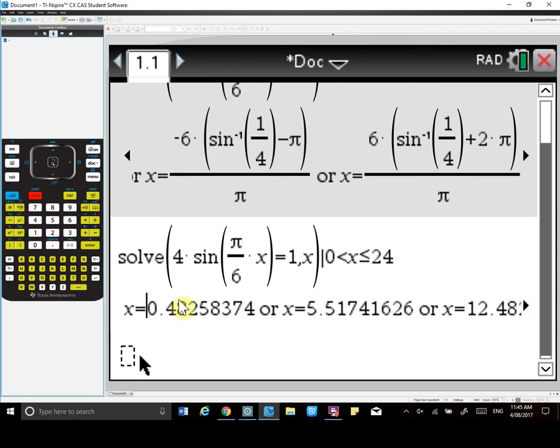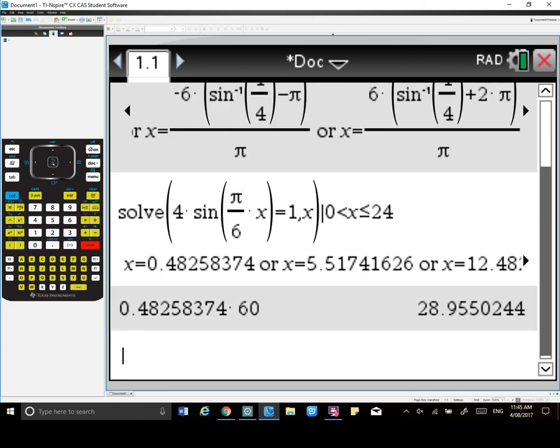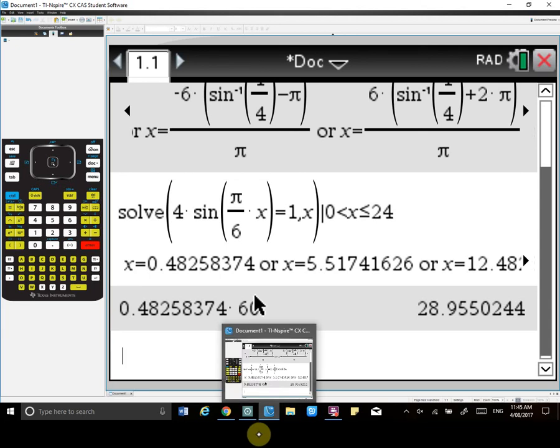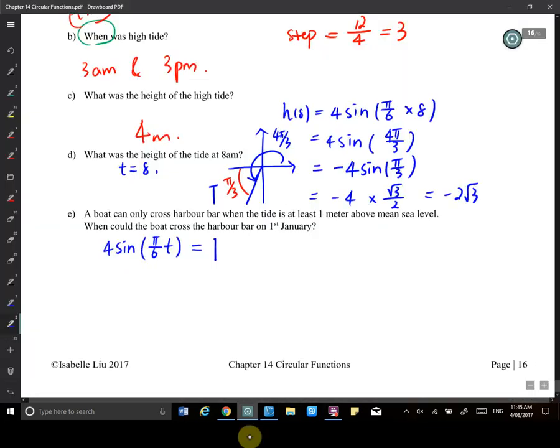So what I want to do is just highlight that. I can do it easily here and press enter. I will times this by 60, because it's 60 minutes. I want to see how many minutes have passed since it's less than 1 hour. And it's approximately 29 minutes.